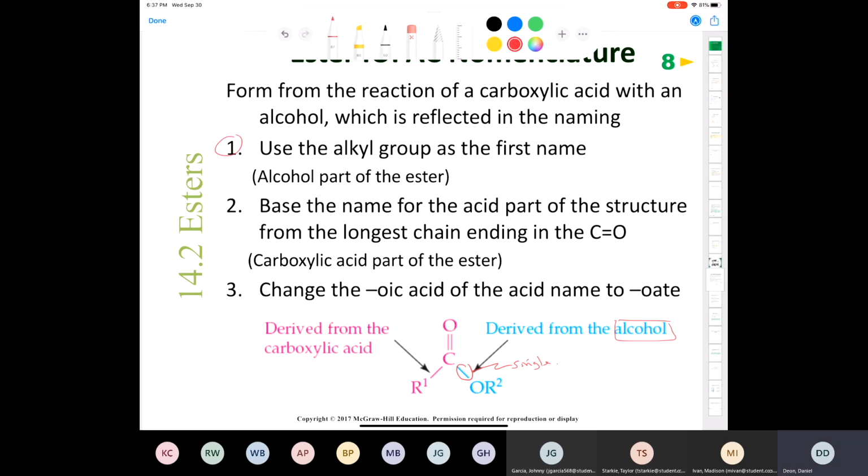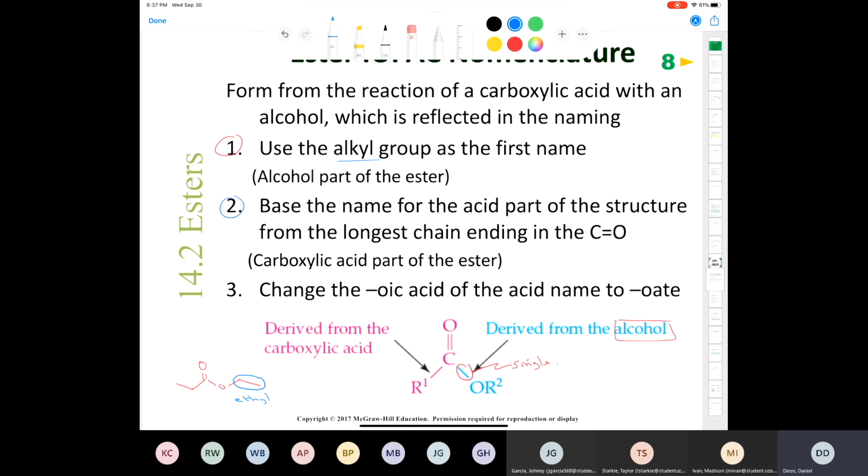So say, for example, we had this, okay? Let's say, for example, we had this ester. Well, we've got two carbons over here, so that comes from ethanol. And so we would say ethyl is our alkyl group, right? So we would say this is ethyl something, okay?